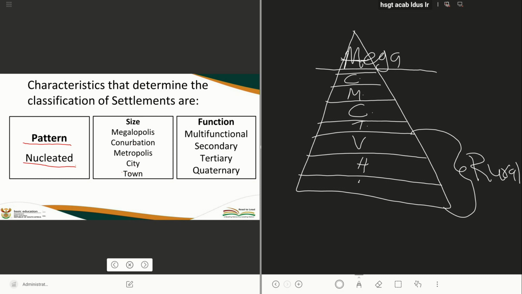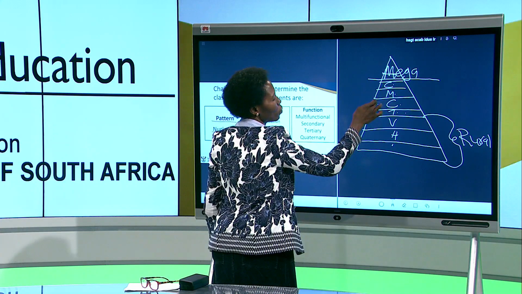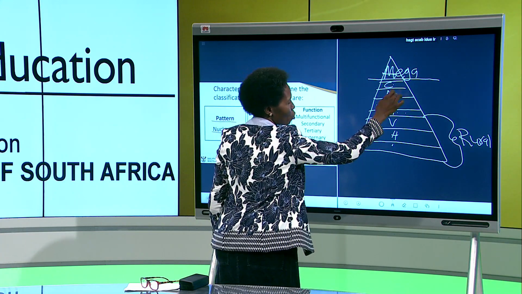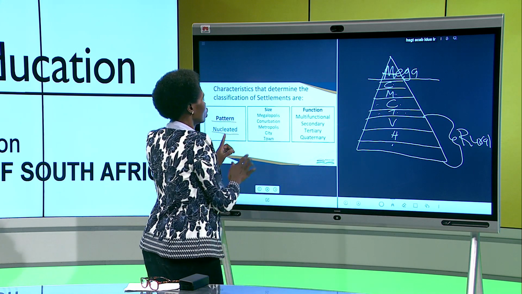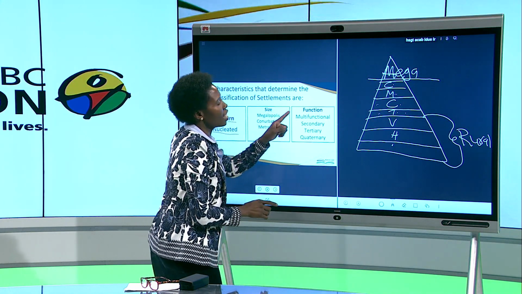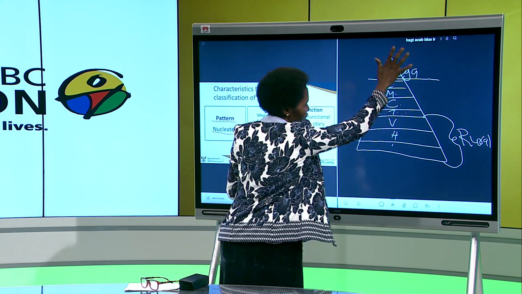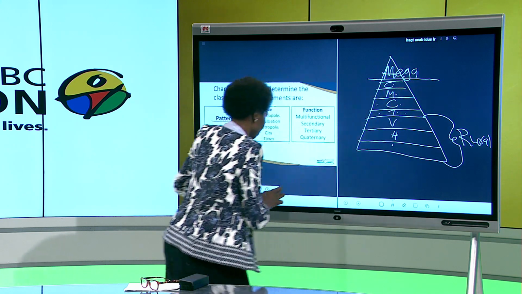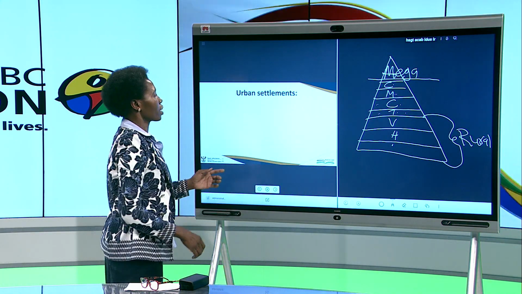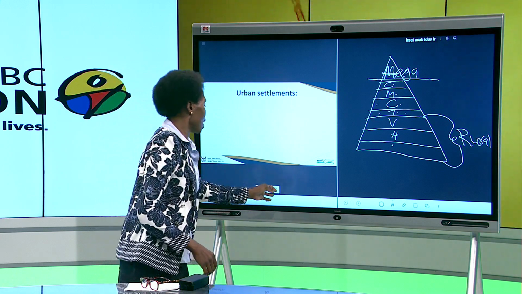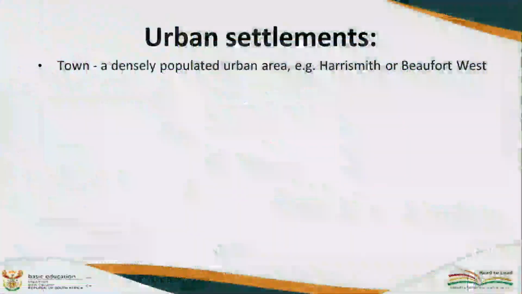So when we classify these ones, the functions that we get here are not going to be the same as the ones that we get in the city. They are not going to be the same as the ones in the metropolis and even in the megalopolis. So we classify them according to pattern, size, and function. So the function differs. We'll outline that later. What do we mean by function differing?